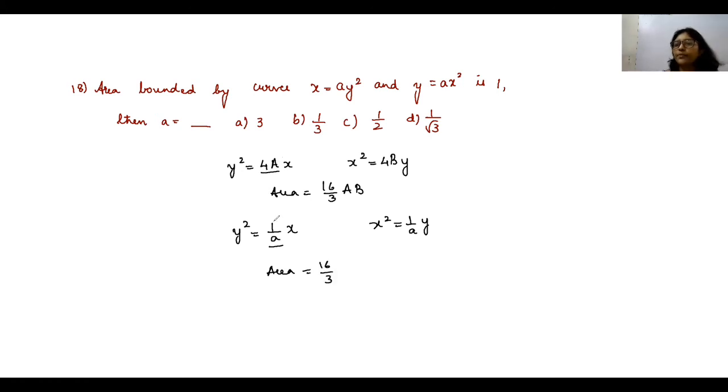What is our a? 4a is equal to 1 by a, so a is 1 upon 4a. And the same way, b will be 1 upon 4a. So 16 is going to get cancelled. We have 1 upon 3a square, and in the question the area is given as 1. So our value is 1 by 3 is a square, and a value is 1 upon root 3.